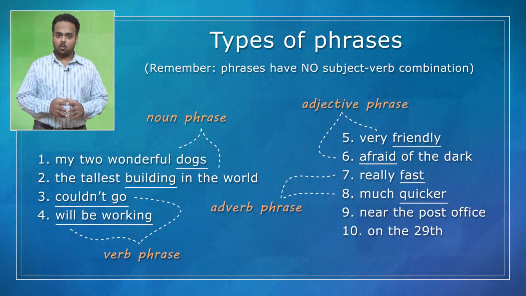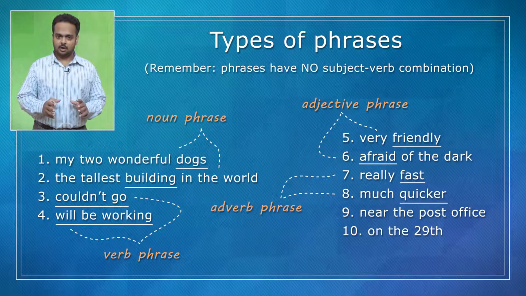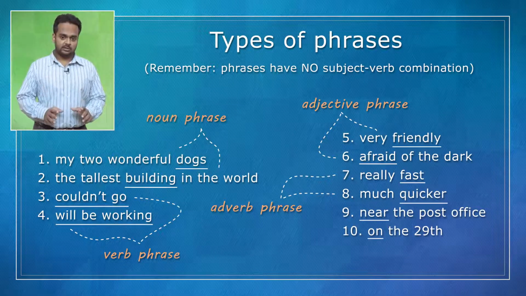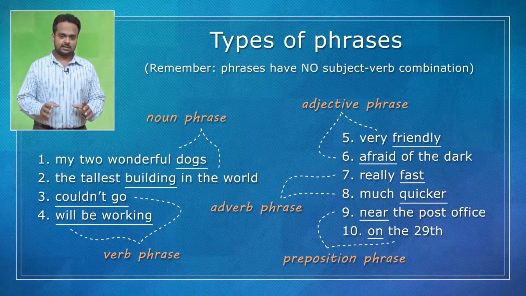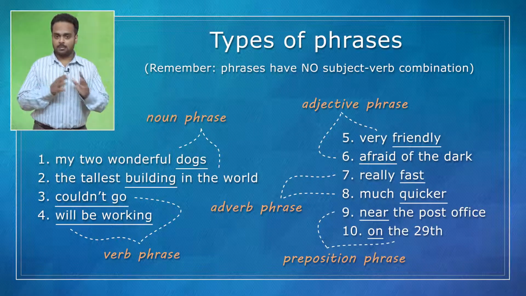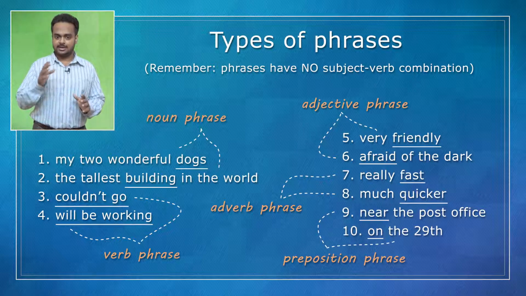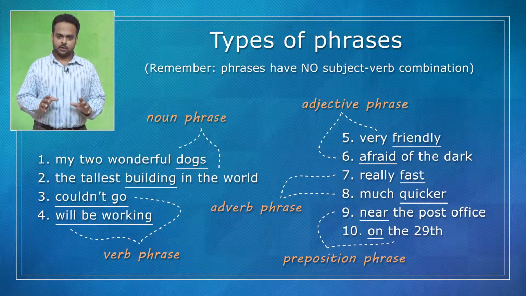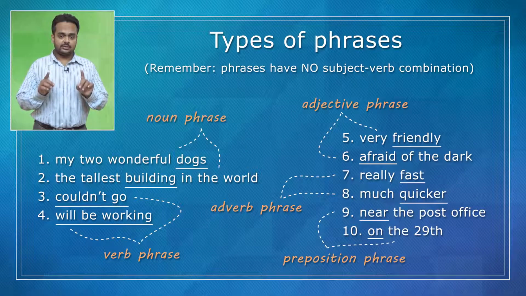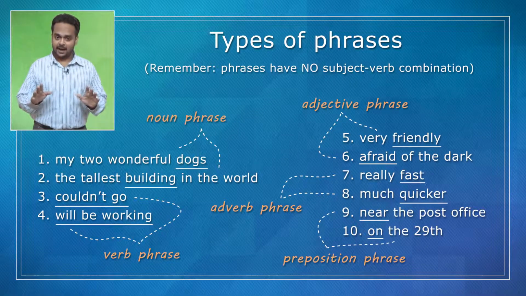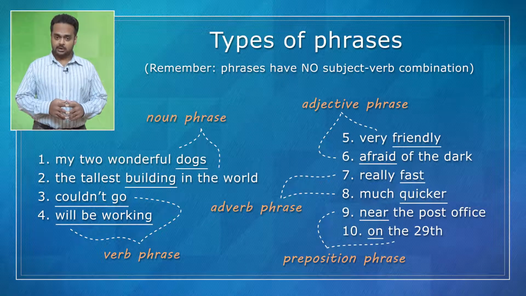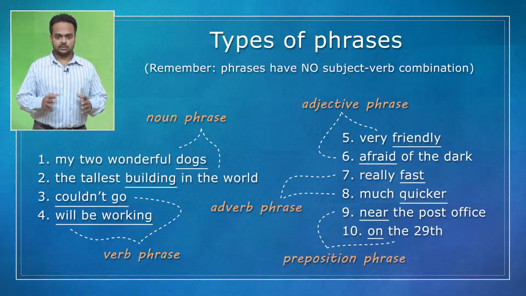And finally, what about near the post office and on the 29th? Do you know? These are preposition phrases because each of these tells us about a place or about time using the prepositions near and on. These are the most common types of phrases that you will come across. And once again, remember, these are phrases because they don't have a subject-verb combination. So let's now look at some examples of clauses.